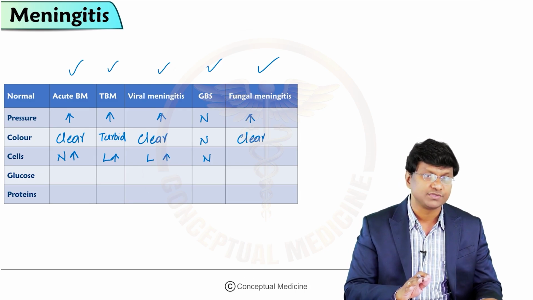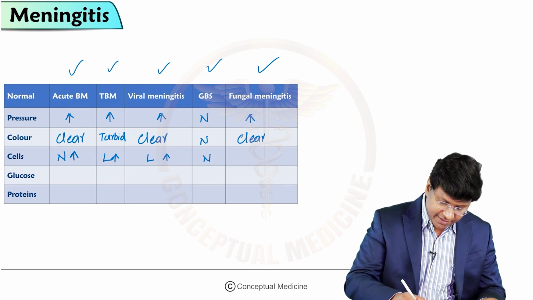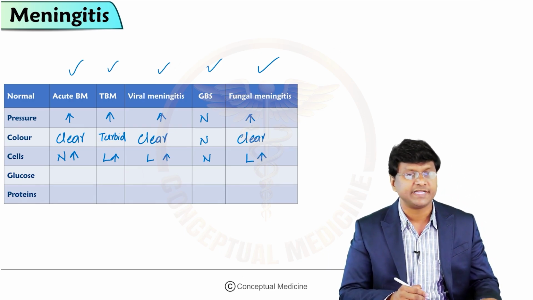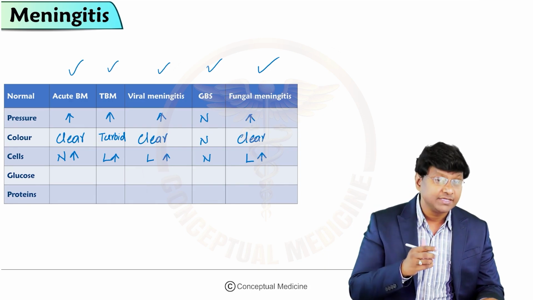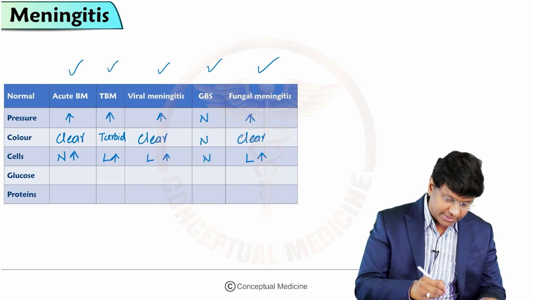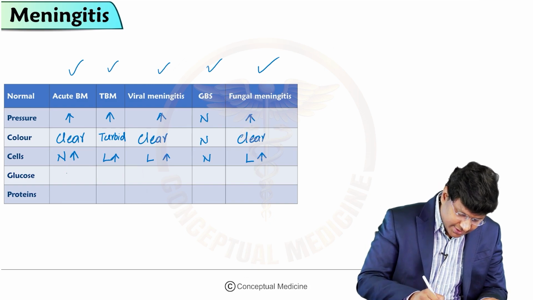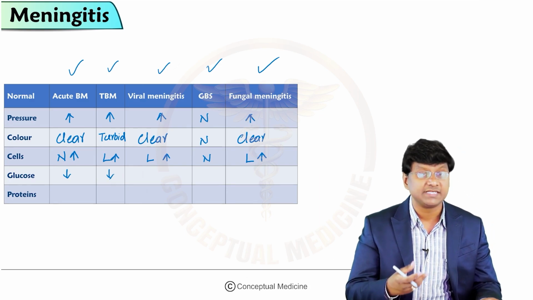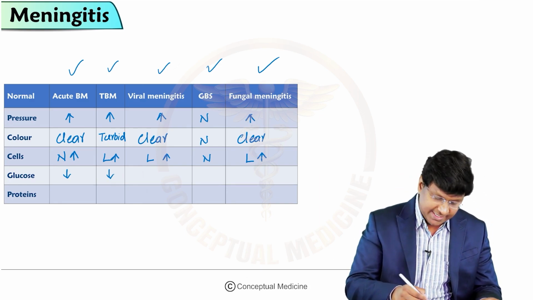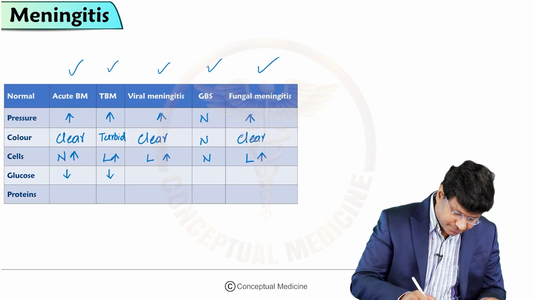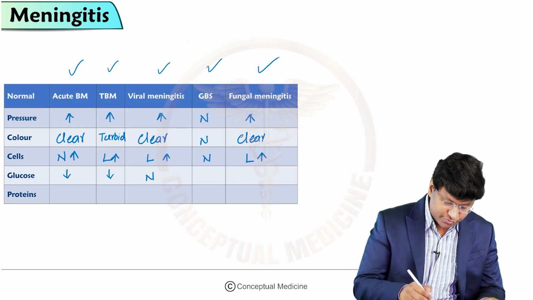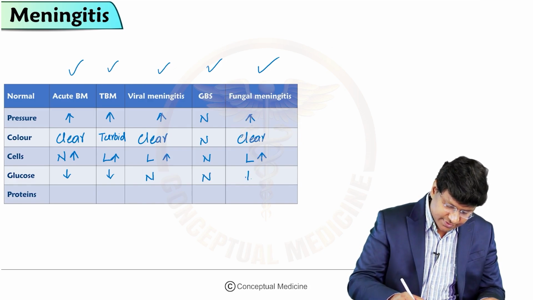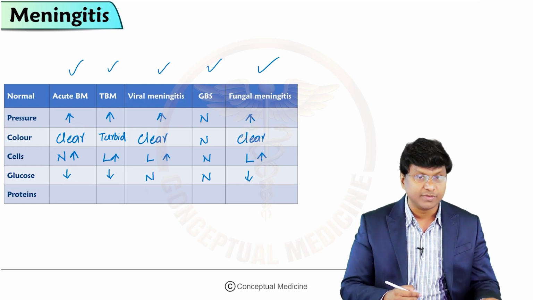You don't have any pleocytosis at all in the Guillain-Barré syndrome. And in fungal meningitis also, it is the lymphocytic predominance. And if you take the glucose, in case of acute bacterial meningitis, the glucose is utilized, so the glucose is reduced. Even in case of tubercular meningitis, the bacilli will utilize the glucose, so the glucose is reduced. And in viral meningitis, the glucose will be normal, and in Guillain-Barré syndrome, the glucose will be normal. Whereas in fungal meningitis, the glucose will be utilized and the glucose will be low.